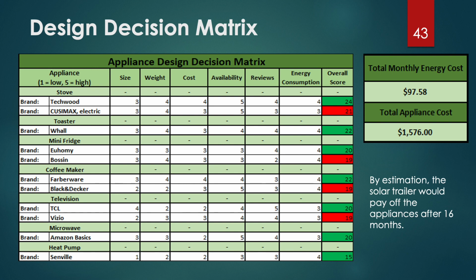From these selections and previous characteristic chart, our monthly energy cost was approximately $97.58. While this may seem high, we again are compensating for a high energy demand. The total appliance cost was approximately $1,576. By approximation and appropriate usage, this solar trailer would essentially pay itself off after 16 months of use. We felt this was important to add, as while our focus was to promote the ease and need of going green, we also wanted to incentivize the financial benefits of using solar power.